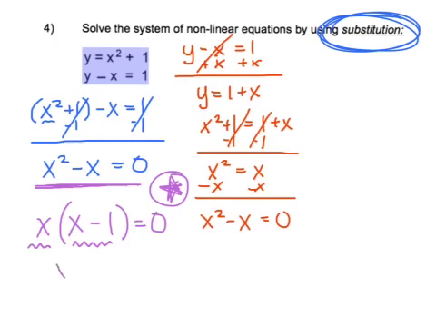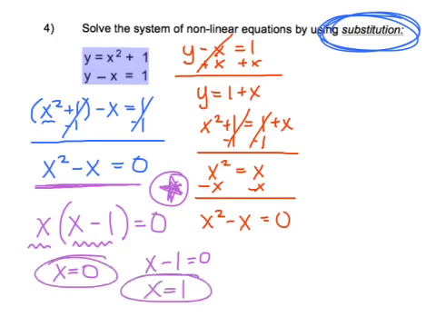So we either have x equals 0 and/or x minus 1 equals 0. Add 1, x equals 1. So we have two possible x values. However, because we're doing systems, we need ordered pairs for our final answer. So we need to find their y values.